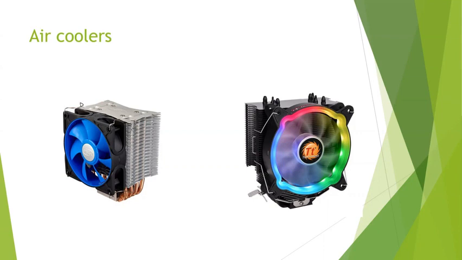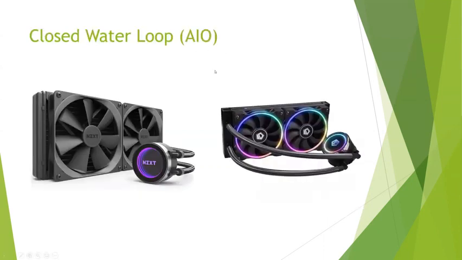Now the newer type of cooling is known as the closed water loop, or the AIO. The AIO has one fundamental difference from the air cooler, and that is that instead of circulating air around the CPU, it circulates water around the CPU. Here you can see that there is a radiator attached to fans, and in that radiator, water is being circulated around this hose to the CPU and back. The advantages of this approach compared to air coolers are that it can sometimes produce less noise and often provides a greater cooling capacity. Its main drawback, however, is that it is more expensive than the air cooler.